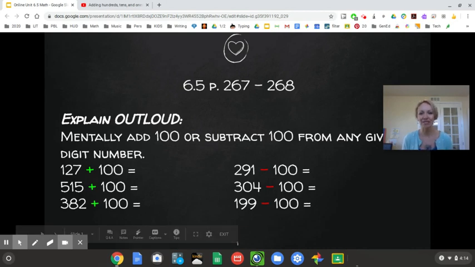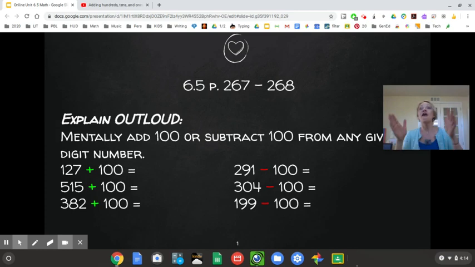Okay, and then move down to 382. And remember, you're just adding 100 to 382. So think about counting by hundreds: 182, 282, 382, 482. It's going to work just like that.